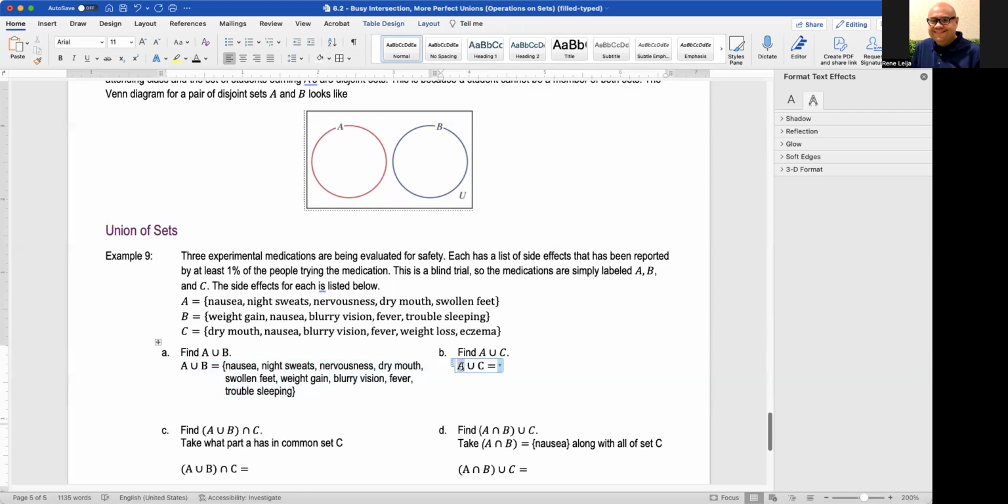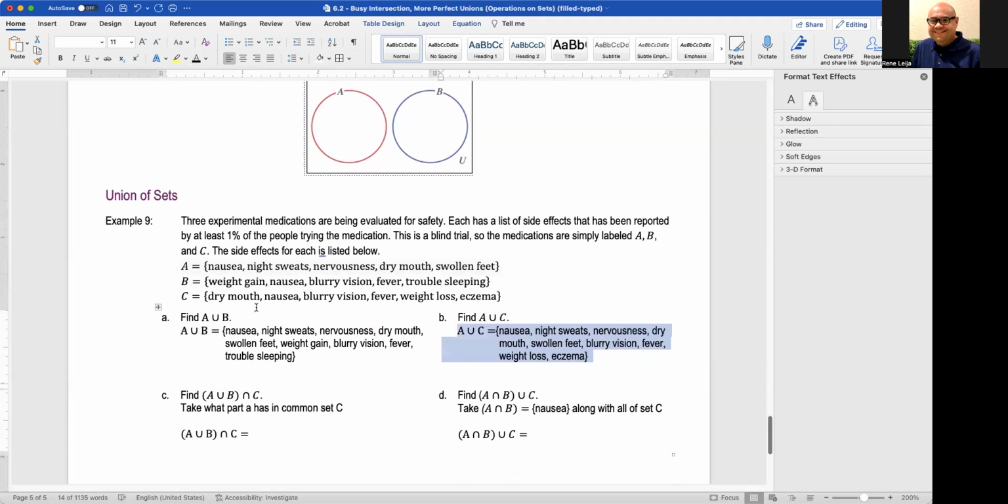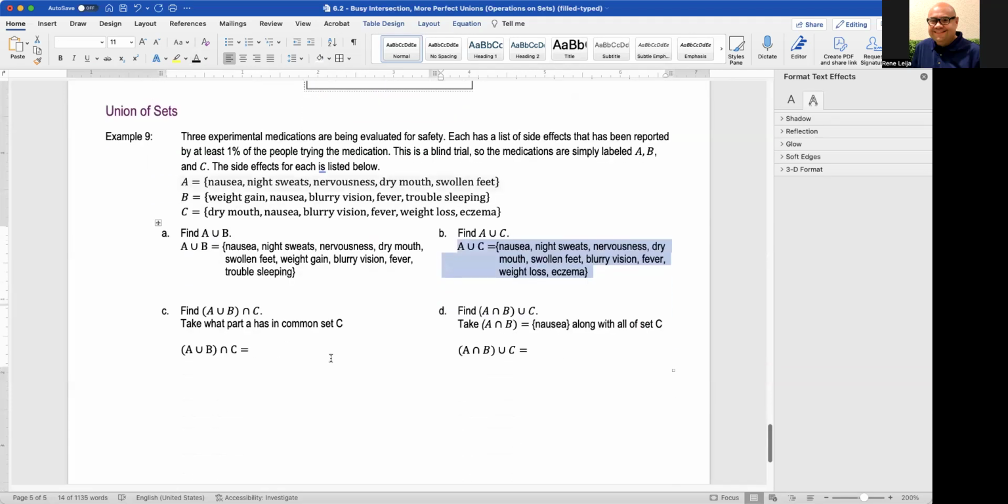Okay, now we're going to look at A union C. So the side effects from medication A and the side effects from medication C. So again, pause the video and let's see what you come up with. Okay, there's what you should have come up with.